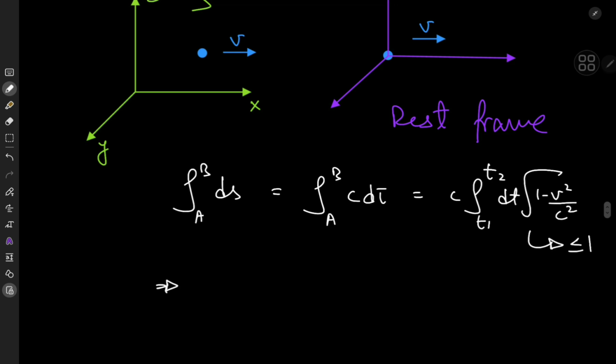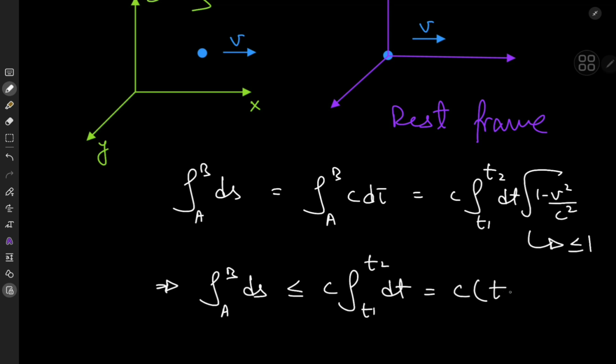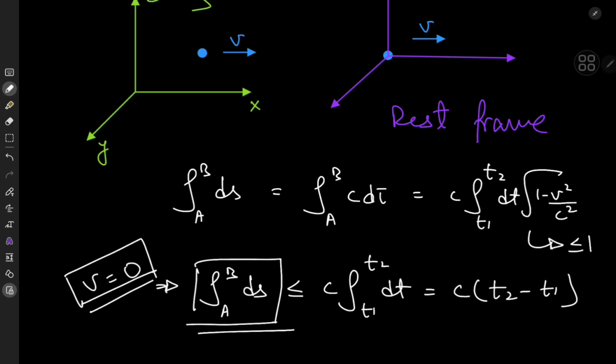So this implies that the integral from a to b of ds is always less than or equal to c times the integral from t1 to t2 of dt, or equivalently, it's less than or equal to c times t2 minus t1, where equality occurs when the velocity of the object is 0. So what all of this means is that the integral here is bounded above and attains a maximum value, but it doesn't attain a minimum value.